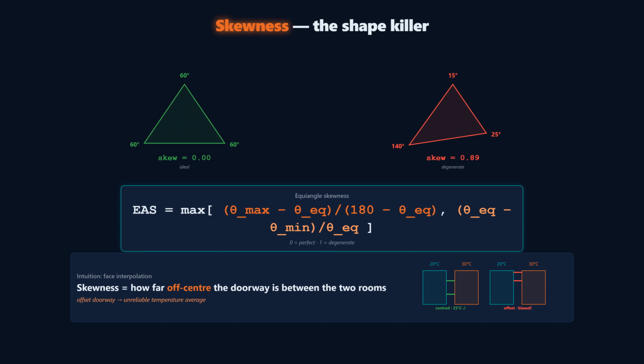Here is the intuition. Imagine predicting the temperature at a doorway by averaging the temperatures in two adjacent rooms. If the doorway sits centered between the rooms, the average is reliable. But if the doorway is offset far to one side, highly skewed, your average becomes unreliable. That is exactly what happens to face interpolation on a skewed mesh.